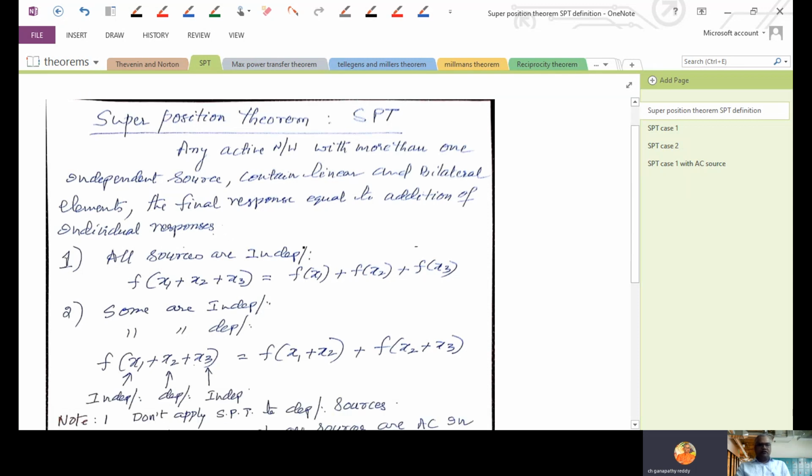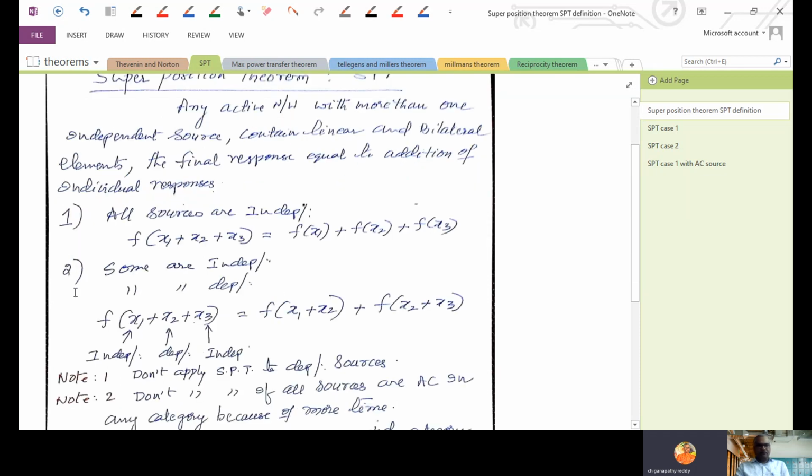Again, there are two categories. In the first, all sources are independent. Then f of x1 plus x2 plus x3 equals f of x1 plus f of x2 plus f of x3. x1, x2, x3 are the sources. f of x1 is the response because of x1 and so on. So when all sources are there, whatever output you get is the same as the addition of individual responses. That is the meaning of the first case.